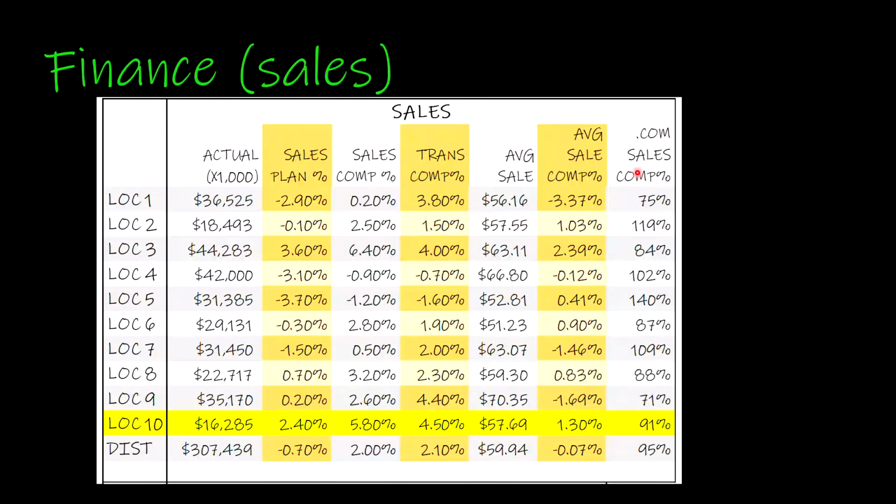And then we're looking at .com sales or internet sales. And these are, again, comp percentage, so showing a comparison to the previous year. And all of the different locations are comping pretty high. But what we do see is that, again, location 10 is performing a little worse than the district average, and it appears to be somewhere in the middle of the pack. So that's another area for opportunity that we may not have noticed had we just been focused on sales plan and comp percentage.